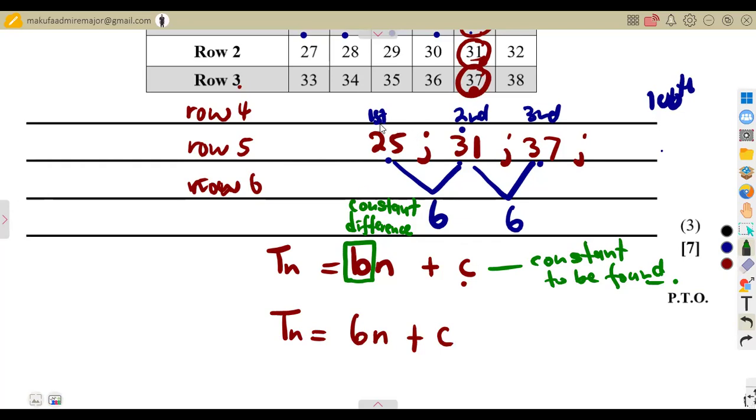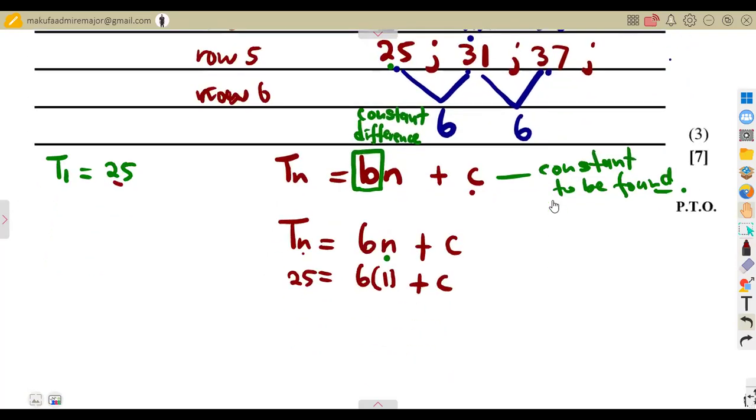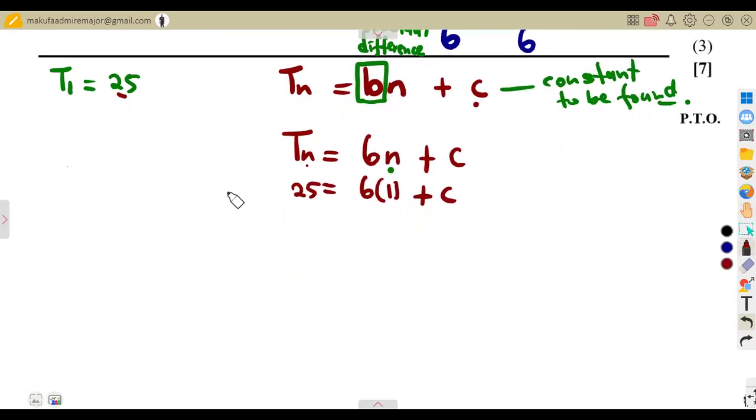It is to be calculated from the conditions that you are given. So you can use that the first term, T1, is equal to 25. What does it mean? It means when n is equal to 1, Tn is 25. So you can form an equation to find c. Remember, c is to be found. You can use the second condition. Remember your arithmetic. Okay, so let us calculate c.